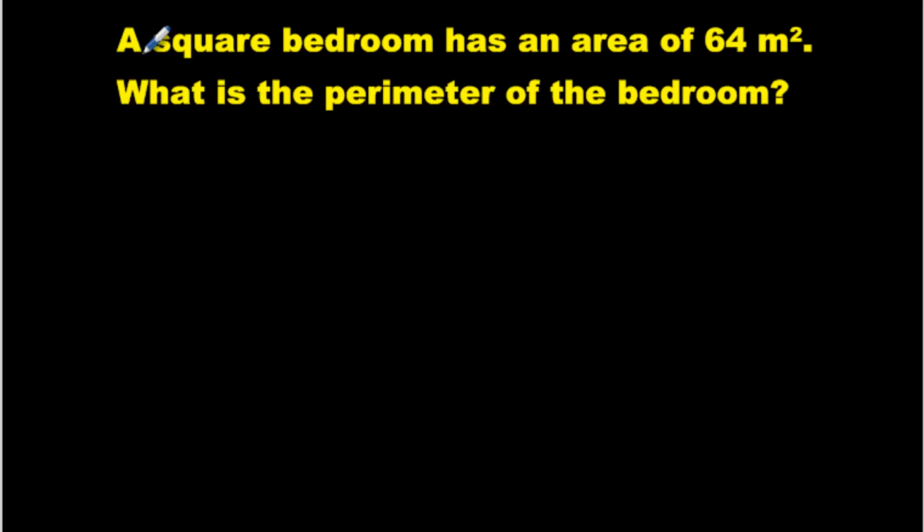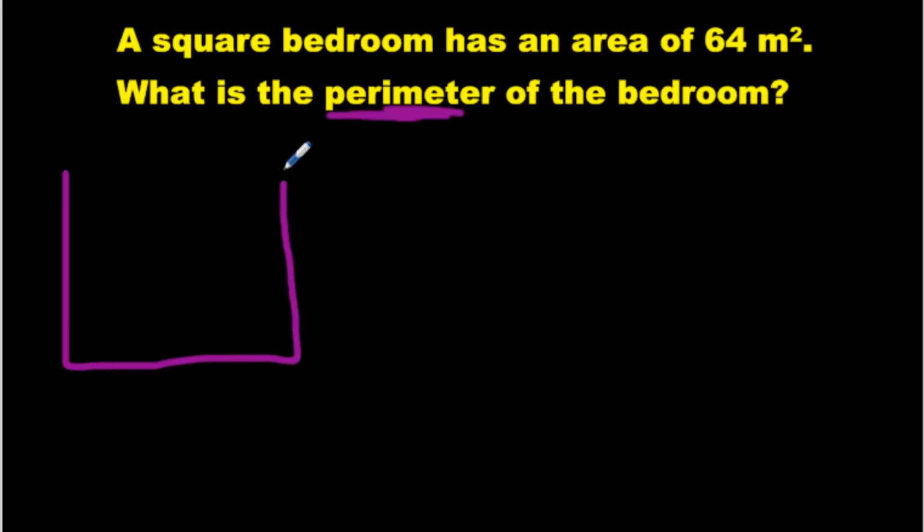We've got 2 real-life questions that involve square roots. Here's number 1. A square bedroom has an area of 64 meter squares. What is the perimeter of the bedroom? There's 2 parts to this. Number 1, you need to draw a picture. Let's draw this square. We'll put a square here. I'll try my best to make it look like, oh, that's not bad. Oh, it's still rectangular. We'll pretend it's a square.